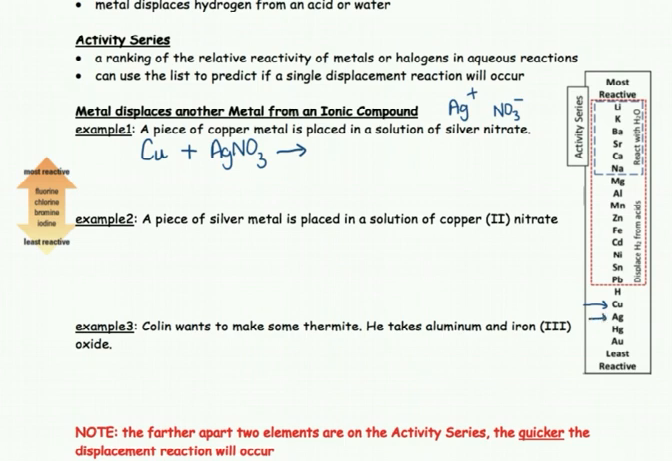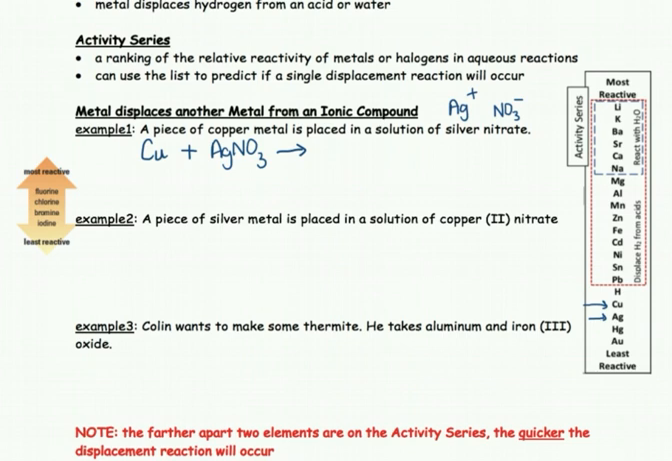I always teach the activity series as kind of an analogy, like a battle event. If you are higher up on this list, you are considered to be the stronger opponent. If you're higher up on the activity series, you have the ability to displace anyone that's lower than you. So the higher you are, the more power you have. You can think of it that way. And so you have the ability to displace any of the metals underneath. So in this case here, since copper is higher, we're going to displace the silver. So this reaction will occur.